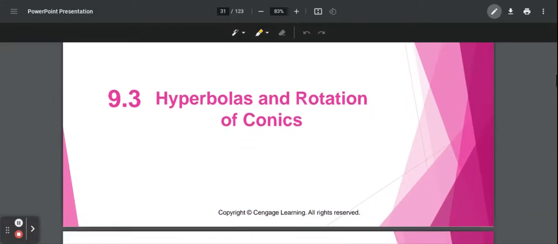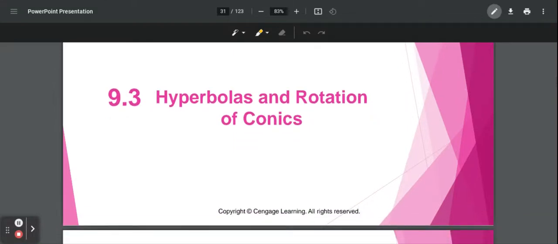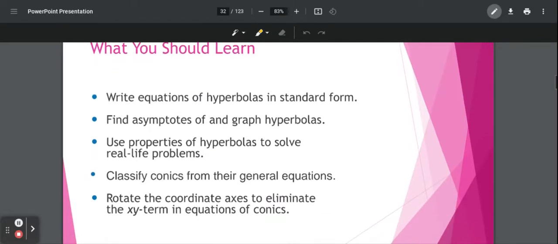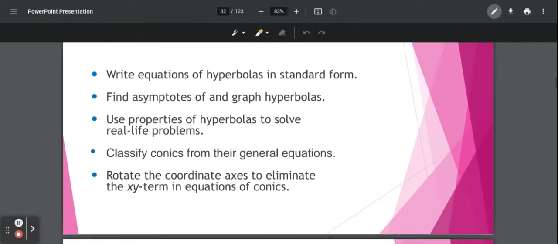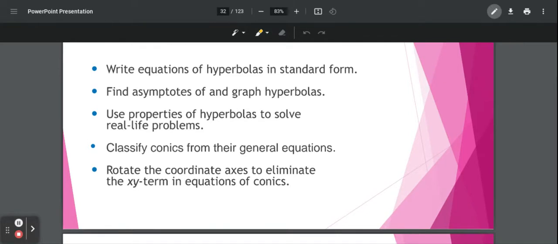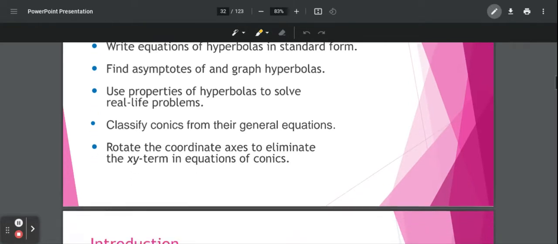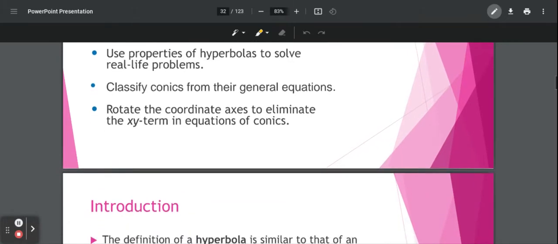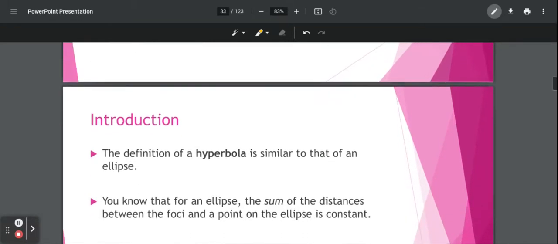Right, in 9.3, we're going to talk about hyperbolas and rotation of conics. So what we'll look at is writing equations of hyperbolas in standard form, finding asymptotes and graphs of hyperbolas, using properties to solve them, and then classifying conics. We're actually not going to rotate conics at this time.